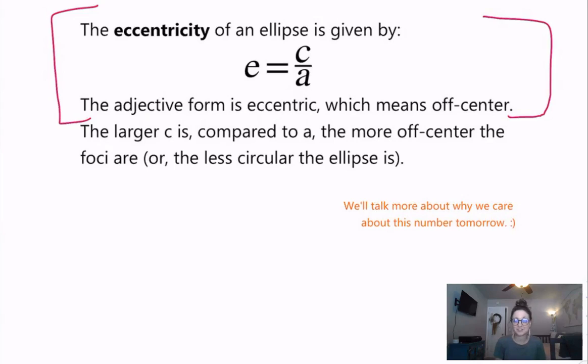All right, the last thing I want you to do is just copy what I have boxed here. You don't have to copy the whole page. Go ahead and read it, but just copy the formula and we will talk about why we care about this number more in the future.